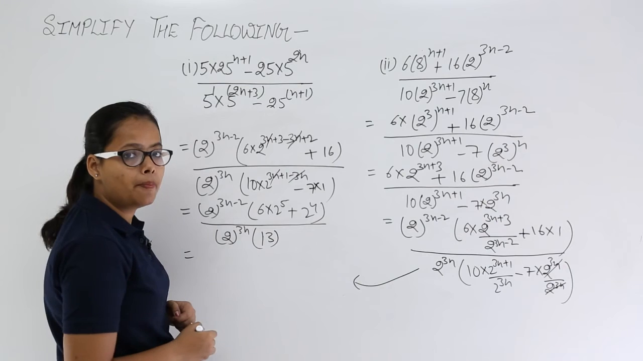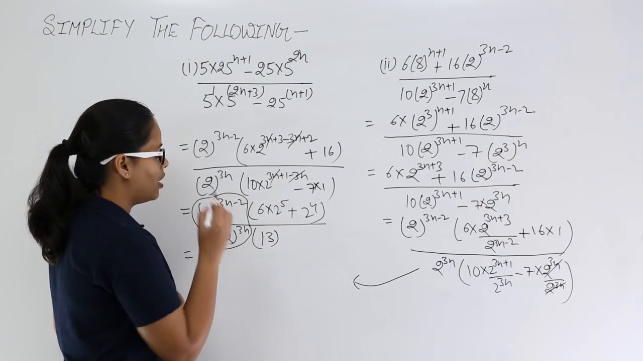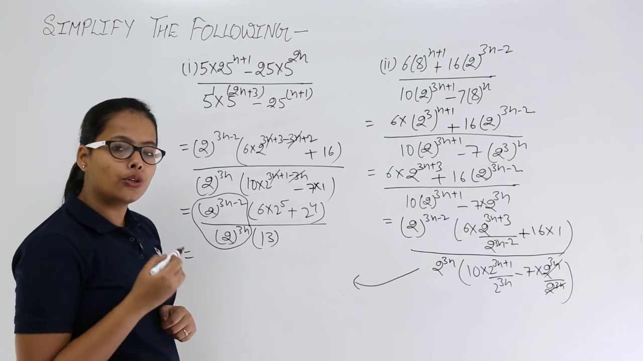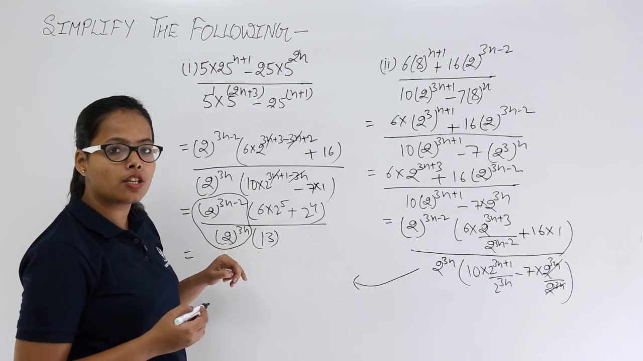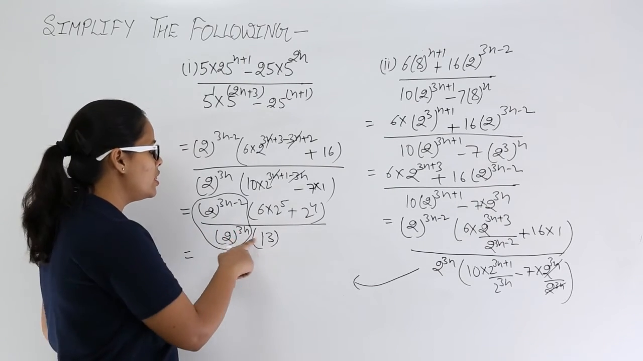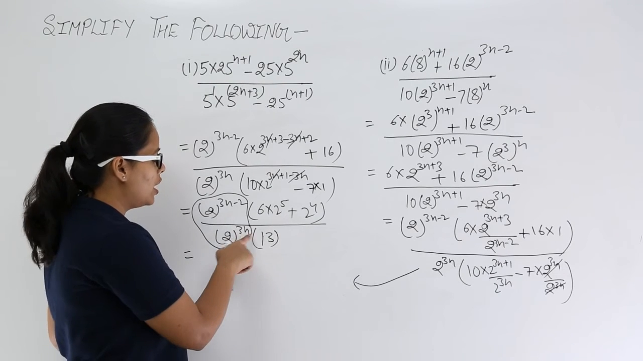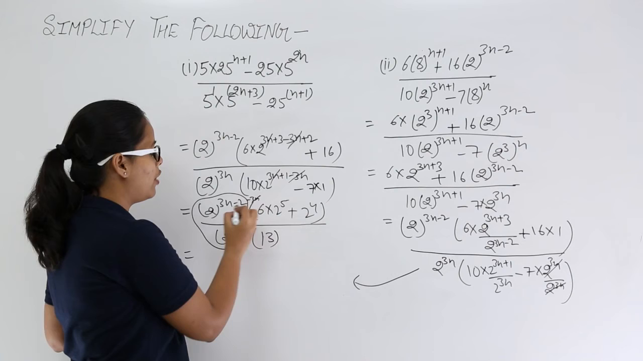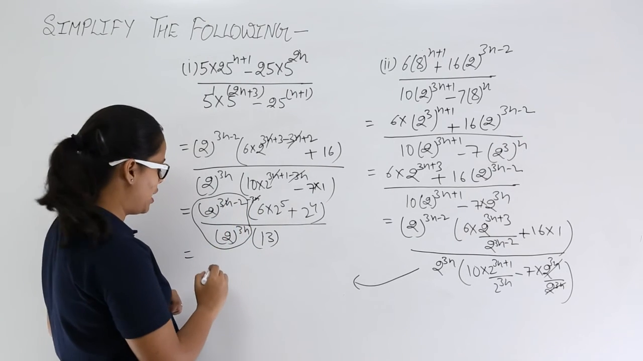Now what will be the next step? You can see here this form. Here again what are you going to do? You're going to apply the second law here, because here the power of 2 is 3n minus 2 and in the fraction you are getting 2 raised to power 3n. So when this goes in the numerator, what will you get? Of course this 3n will become minus 3n and 3n will cancel out. So you'll get 2 raised to power minus 2.